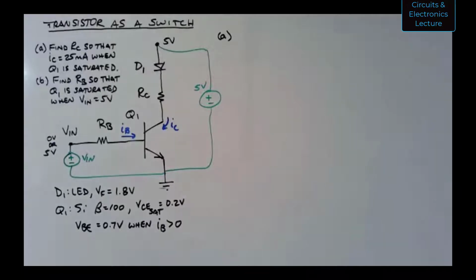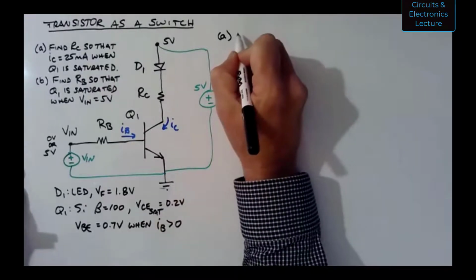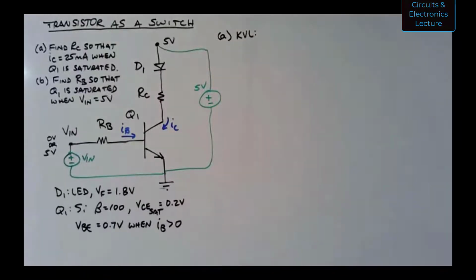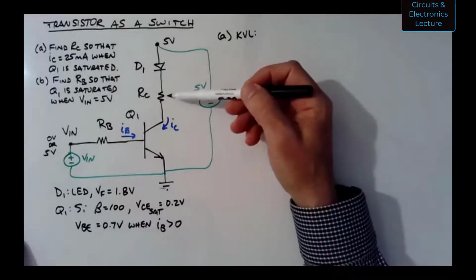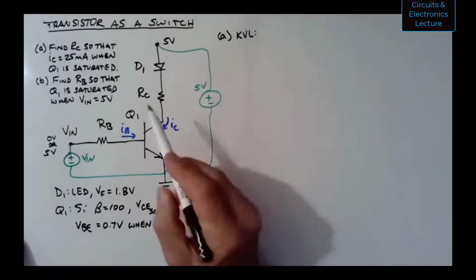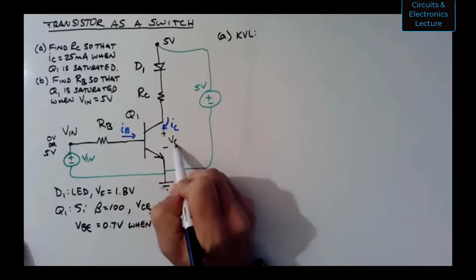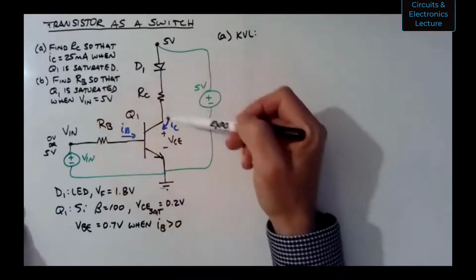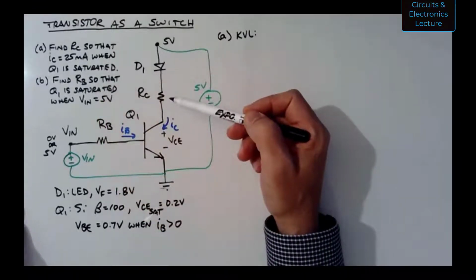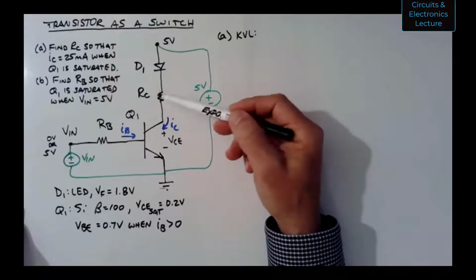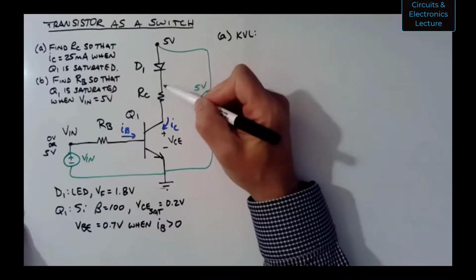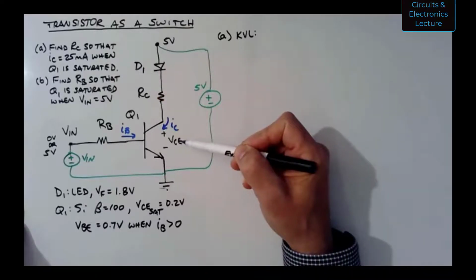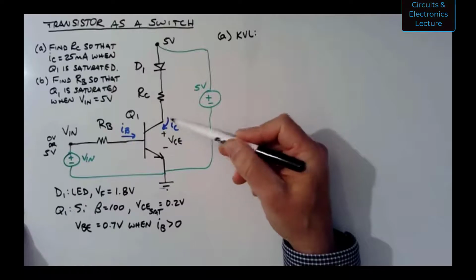Okay. So what I'm going to do here is write a KVL equation because I think this will work. What I want to do is find out when current is flowing, when Q1 is saturated, I want 25 milliamps flowing through that resistor. And I need some resistor value in ohms to force that to happen. When the transistor is saturated, I have 0.2 volts approximately across VCE here.